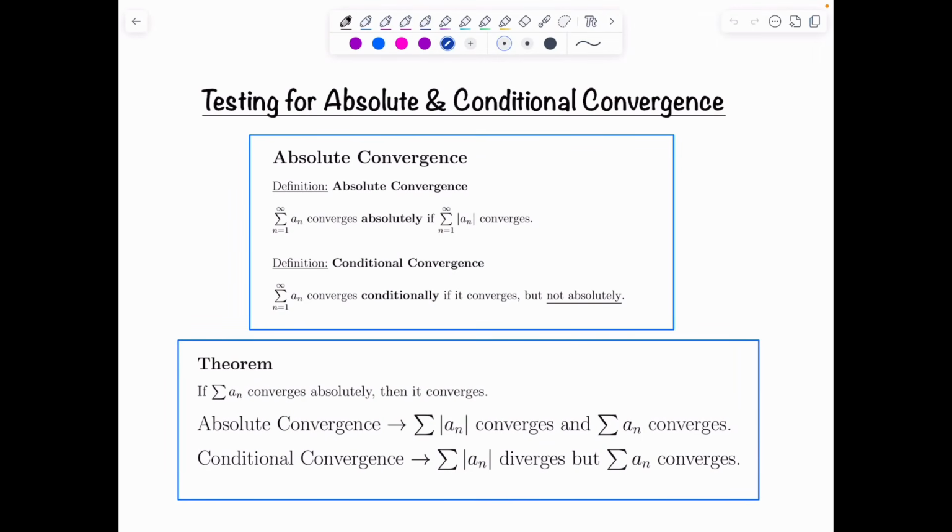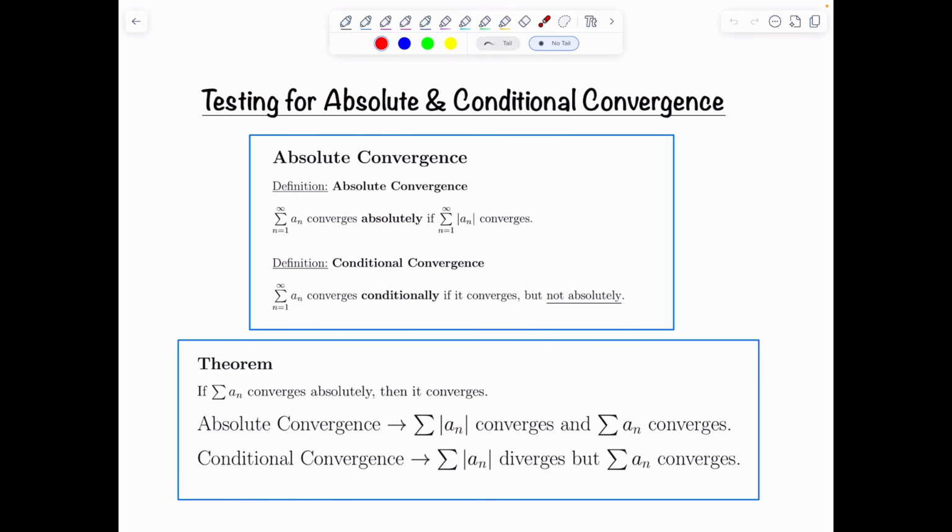In this video, we're going to go over how to test an infinite series for absolute and conditional convergence. Now, I just want to get a couple definitions out of the way, and then I'm going to give you an analogy to help you understand what exactly is going on, because students really struggle with this topic. So if you're in that boat, don't feel bad.